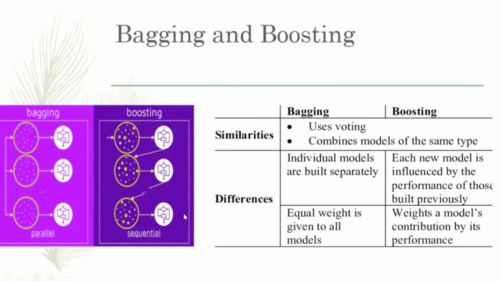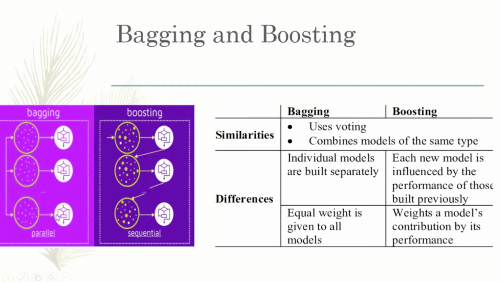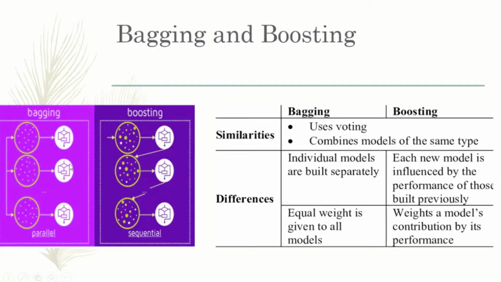Let's see. Bagging and boosting all use voting and they combine models of the same type, because in voting you will combine the models. Now bagging, as you can see here, is parallel because every model is treated individually. But in boosting this is sequential, so the new model inherits the performance of the previous one. In bagging, models are given equal weightage, but in boosting it is not so. The weight of a model is dependent on its performance. So boosting is much more efficient here as compared to bagging, but it depends.